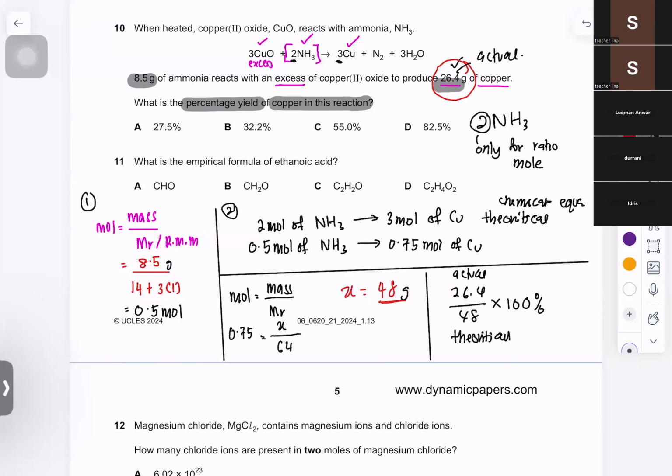You don't need to memorise the formula, actually. You understand the concept. 55. See? Digest it first and understand it. Let me know which part you are not sure about or confused about. InsyaAllah teacher will explain.